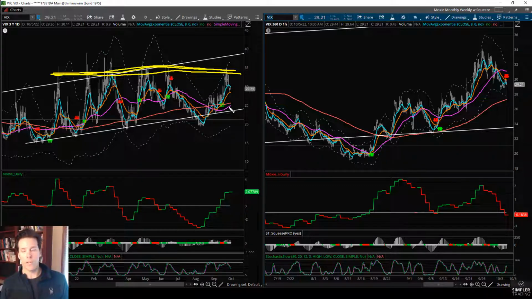If the VIX keeps moving to the downside, that's going to tell us that there's less pressure on the market and the S&P should move up. So we're going to be looking at that.